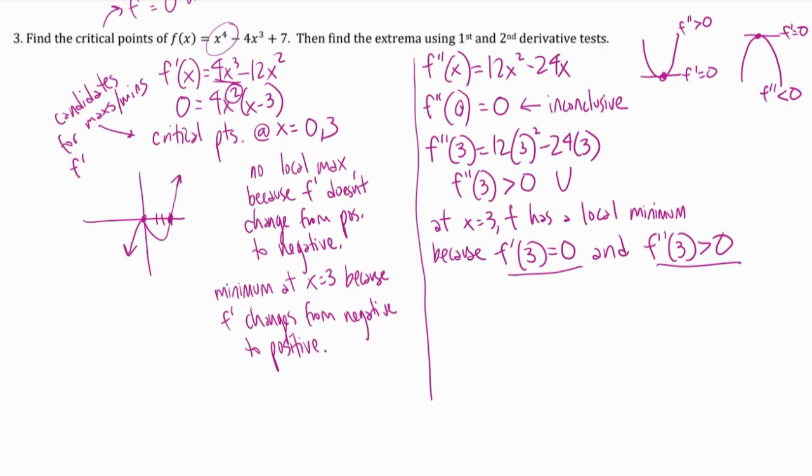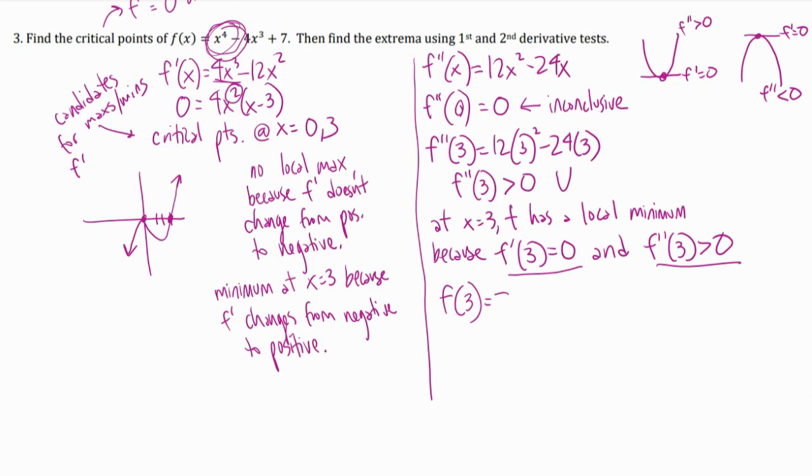So let's figure out what the absolute minimum value is. And the way you would do that is you would plug in 3 to the function, right? Because we know that the local minimum is going to be at x equals 3. I have no other candidates for local minimums. And I know that both sides of this go up. So I know there must be an absolute minimum. So let's find the absolute minimum.